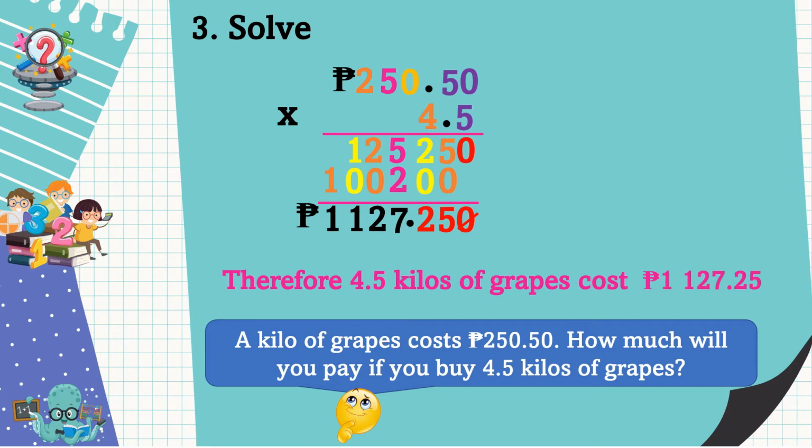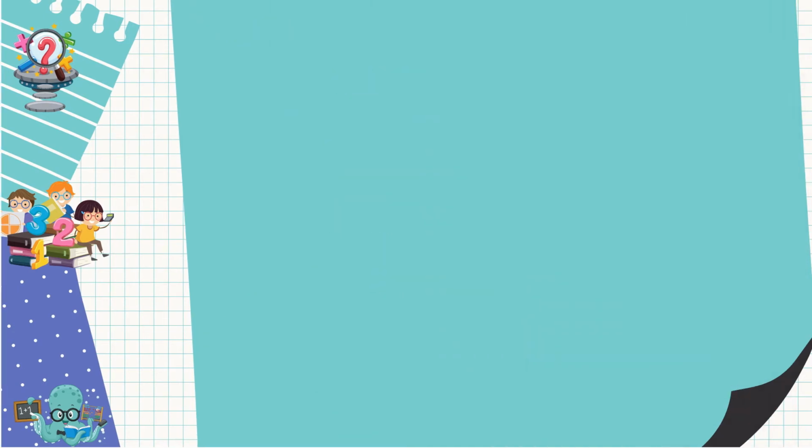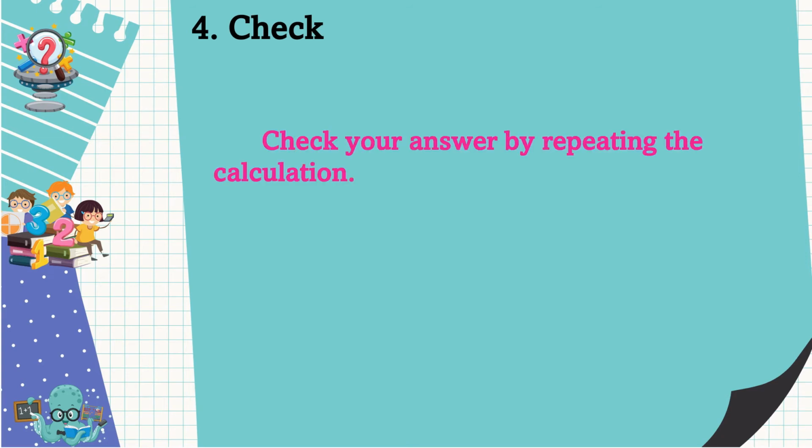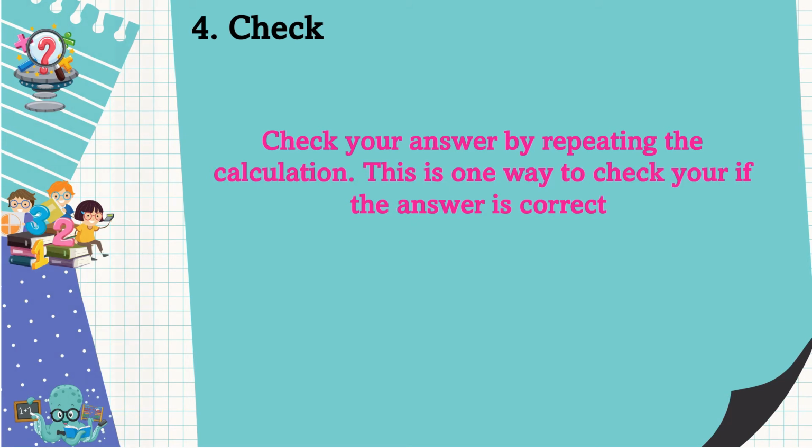Therefore, 4 and 5/10 kilos of grapes cost 1,127 pesos and 25 centavos. We already solved the problem. The last step is we're going to check. In checking, check your answer by repeating the calculation. This is one way to check if your answer is correct.